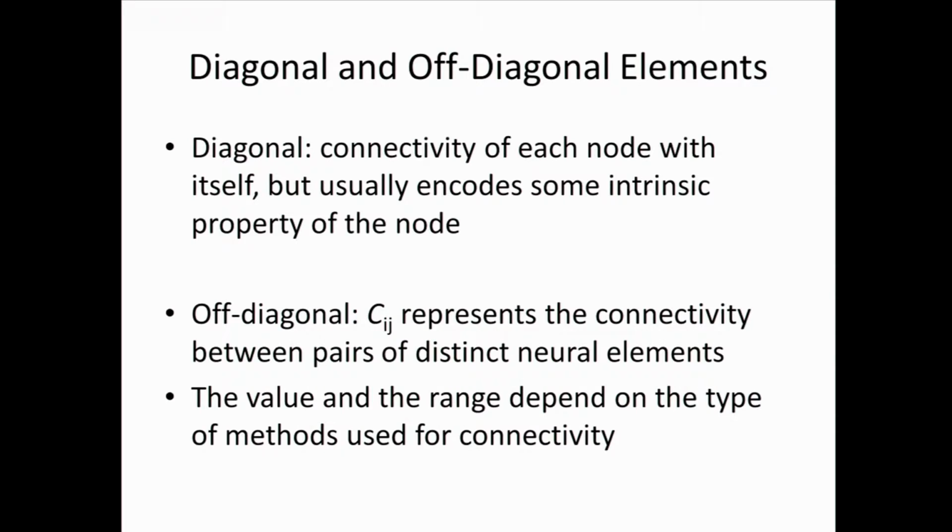What is relevant are the off-diagonal elements, Cij, which represent the connectivity between pairs of distinct neural elements or distinct nodes. Its value and range depend on what methods you have used, what your data are, and so forth. So that's literally your entry point, and I'll explain how you get that.